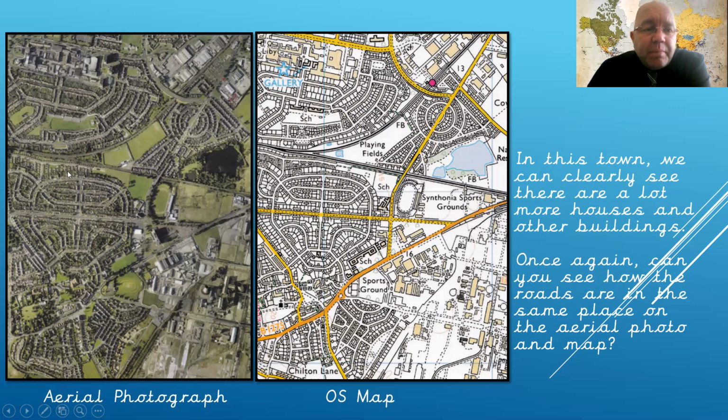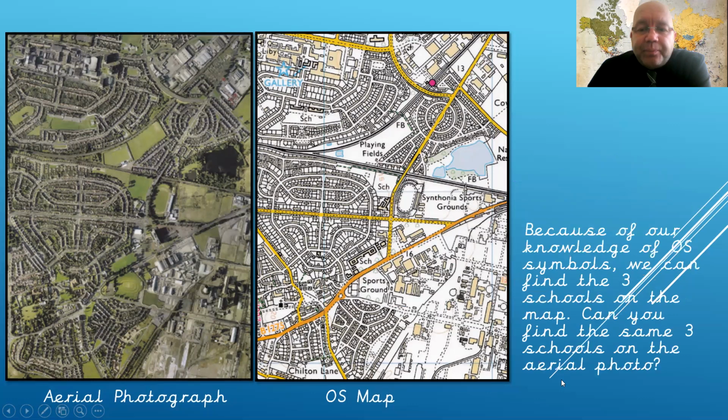So really easy to compare. Strange shapes of roads here within these housing estates match perfectly on the map. Now, because of our knowledge of OS symbols, we can find the three schools on the map. Can you find them on the photograph? Job one, find the three schools on the map and then track across to the photograph. See if you can spot them on the photograph. I'll just give you a second to have a think.